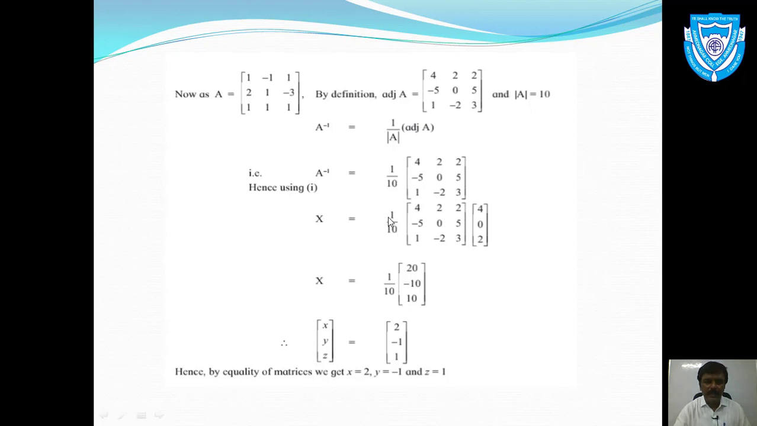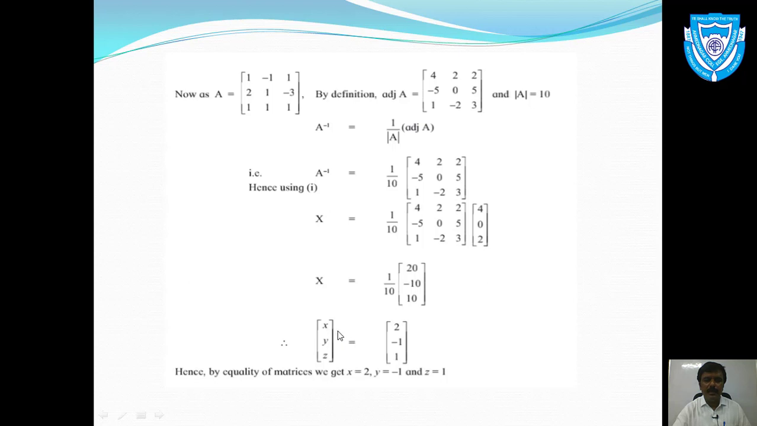You can observe that at last we got capital X is equal to 1 upon 10 times 20, minus 10, 10. After multiplying these two matrices we got one column matrix whose elements are 20, minus 10 and 10, and we multiply each element of this matrix by 1 upon 10. If I multiply all the elements of this matrix by 1 upon 10, I will get 2, minus 1, 1 inside a square bracket, and you can observe that these two matrices are equal.